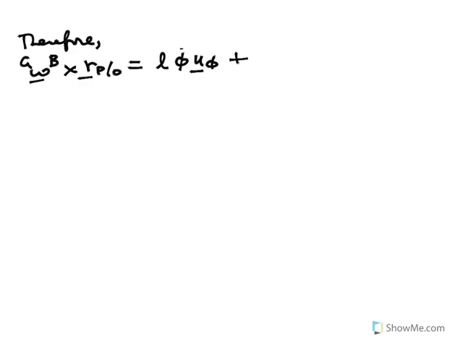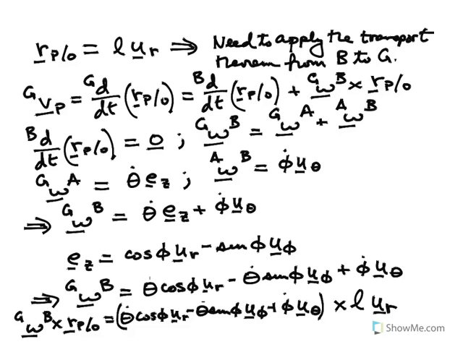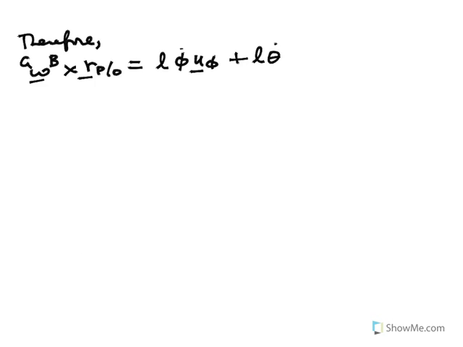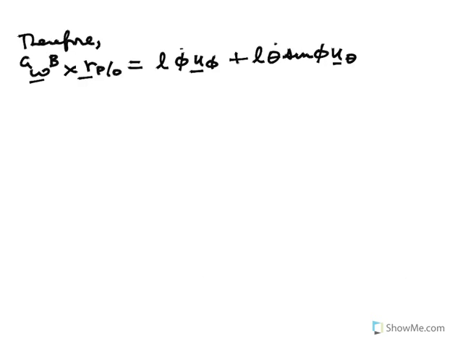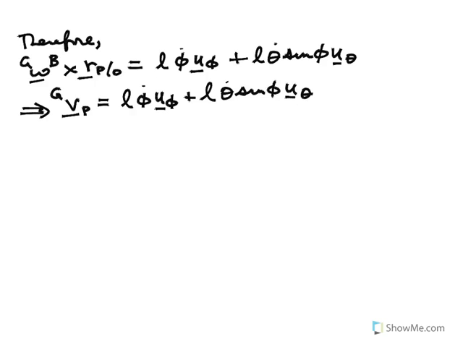And then we're going to get plus L theta dot sine phi times u sub theta, because u phi crossed with u r is u theta. So because the first term in the transport theorem to get velocity is 0, we obtain that the velocity of point P as viewed by an observer fixed to the ground is equal to L phi dot u sub phi plus L theta dot sine phi times u sub theta. So now we have the velocity.